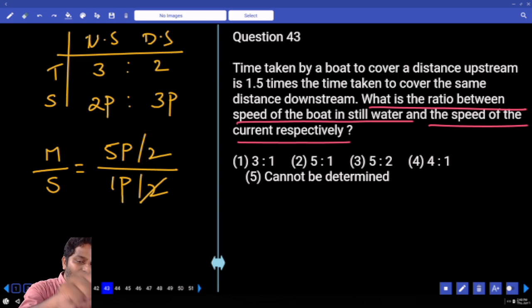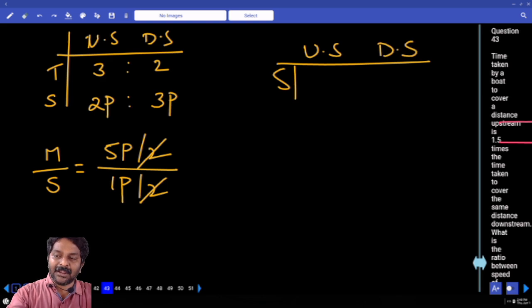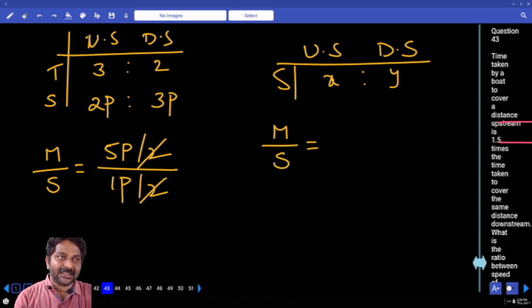Do remember today, if your question has ratio between upstream and downstream speeds as x comma y, ratio x is to y. And if the question is about the ratio between man speed and stream speed, just go with sum by difference.